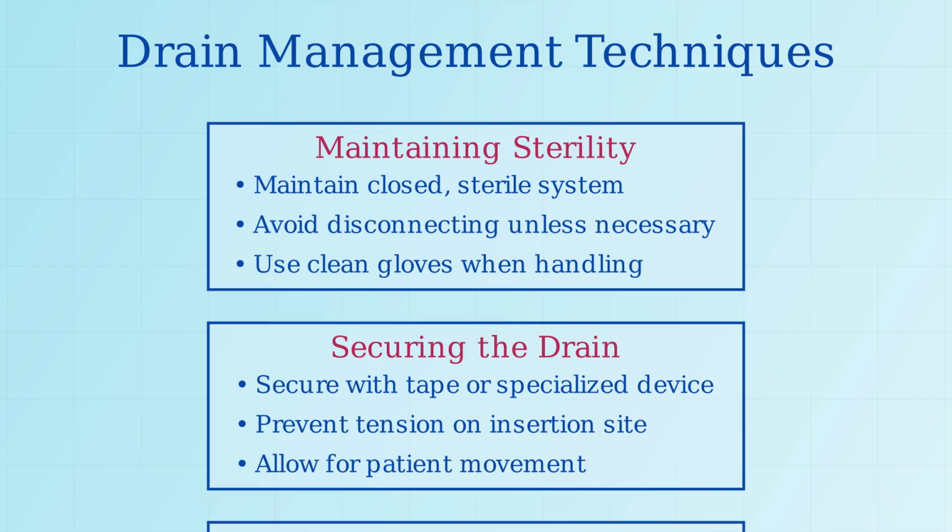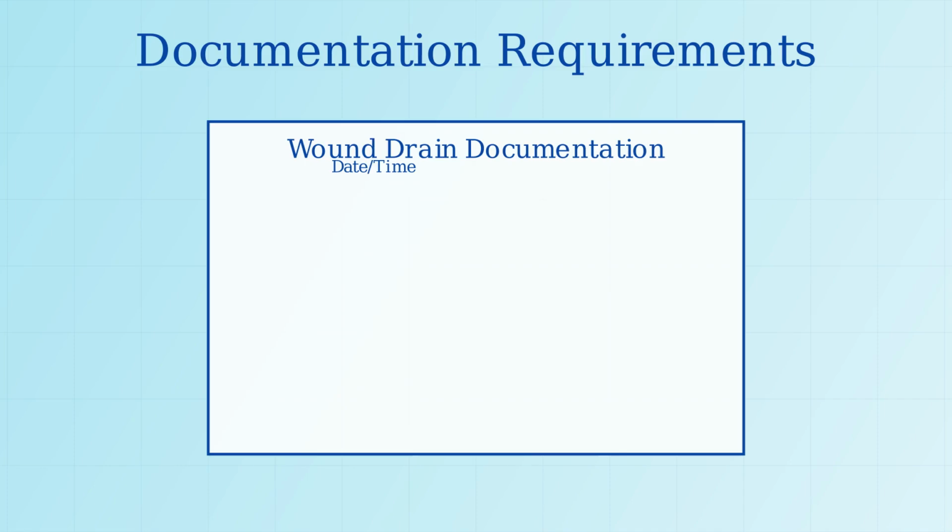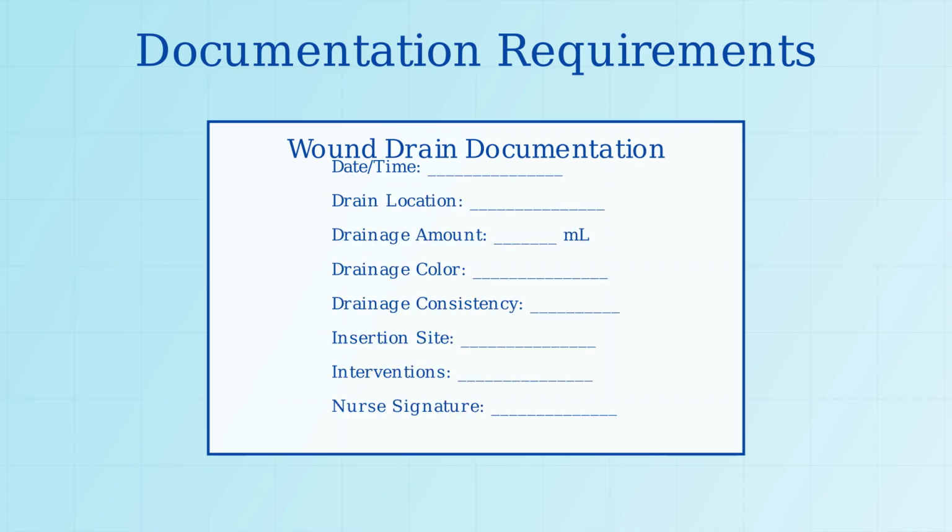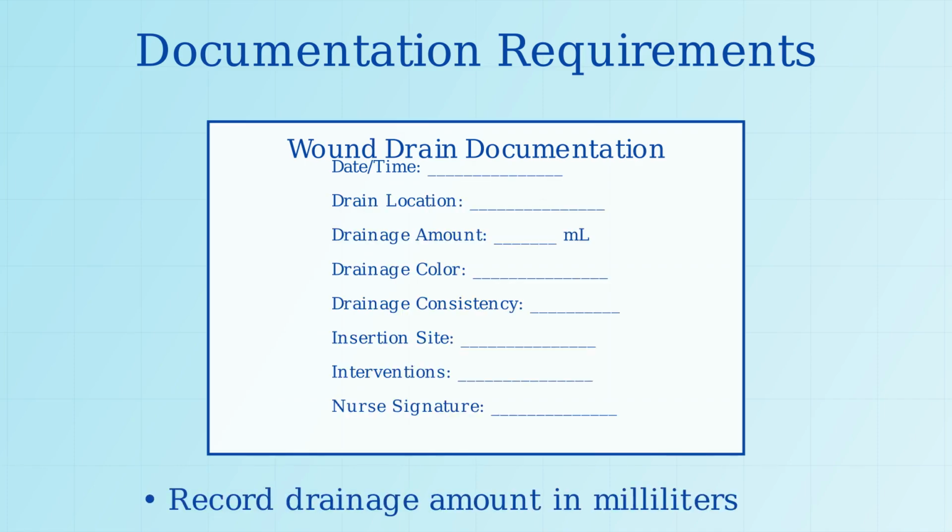Clean the drain insertion site according to your facility's protocol. Observe the site for signs of infection, such as redness, swelling, or unusual drainage, and apply the appropriate dressing as directed. Thorough documentation is an essential component of wound drain management. Document key characteristics of drainage, including amount in milliliters, color, consistency, and odor. Also record the appearance of the insertion site and note when the collection device was emptied.